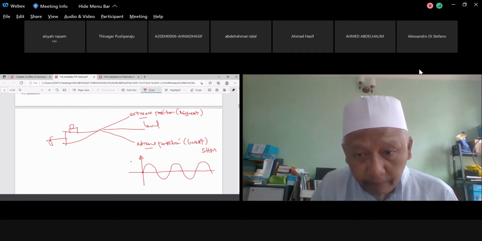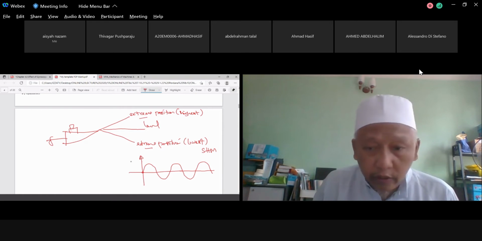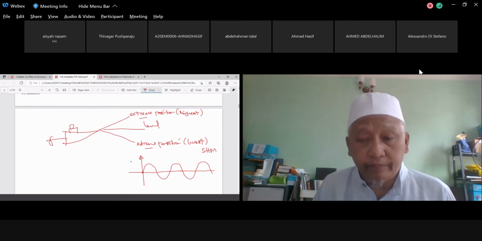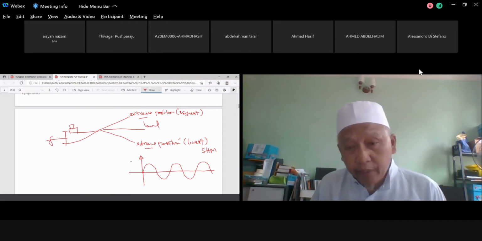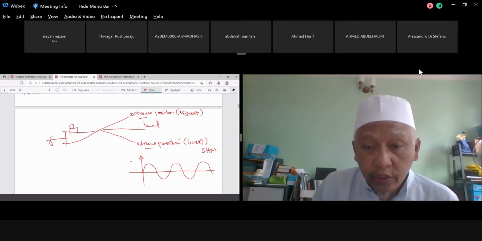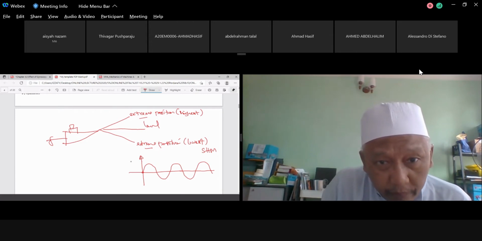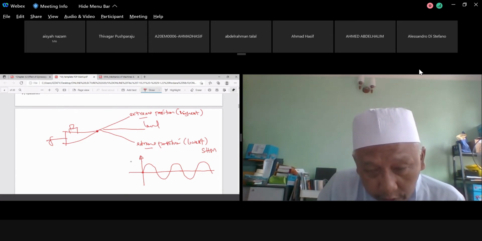Class, shall I construct this one as sine or cosine? Sine, doctor. Sine, yes, because sine 0 equals 0. So assuming this one, it will be here, for example, pointing upward.